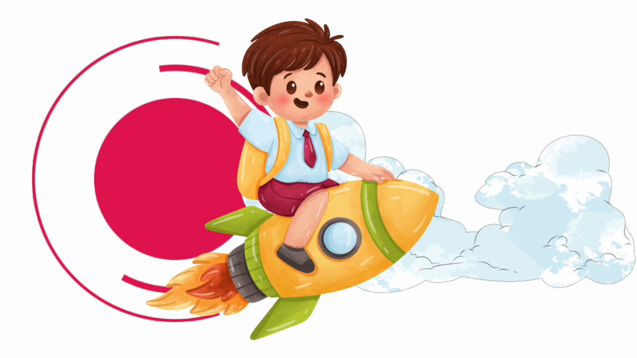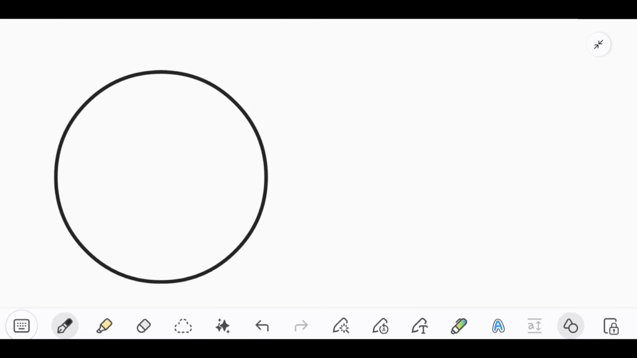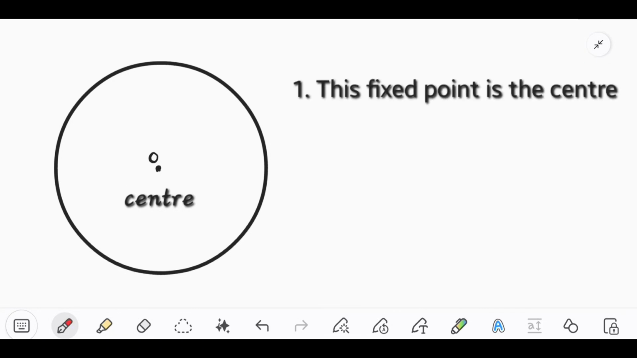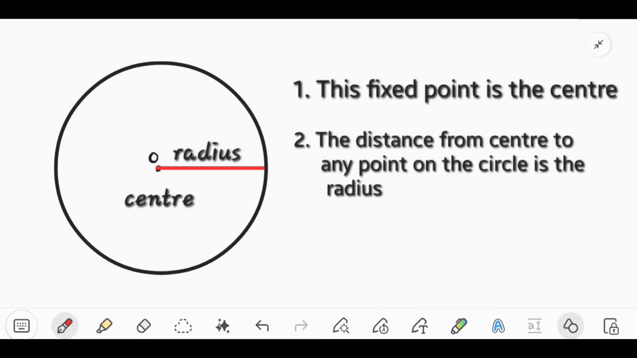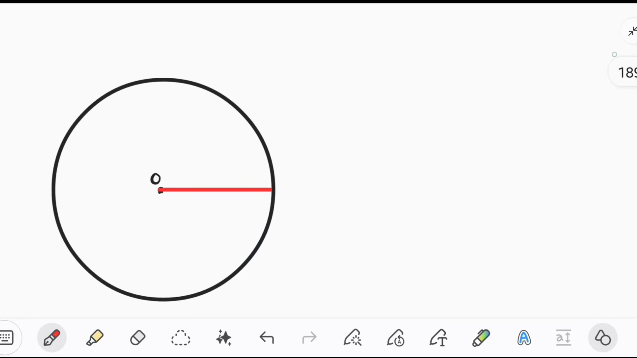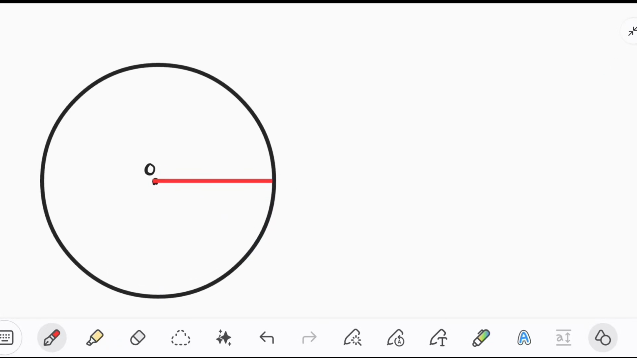Let's get started. A circle is a closed curve where all the points on the boundary are at the same distance from a fixed point. This fixed point is the center, and the distance from the center to any point on the circle is the radius. When you use a compass to draw a circle, the pointed end stays at the center and the pencil draws the circular boundary. Now, let's learn some important parts of a circle.